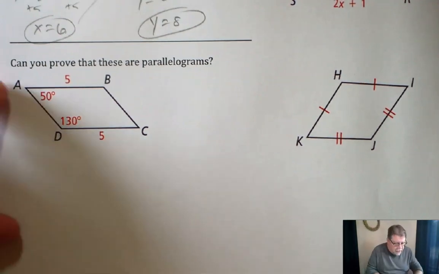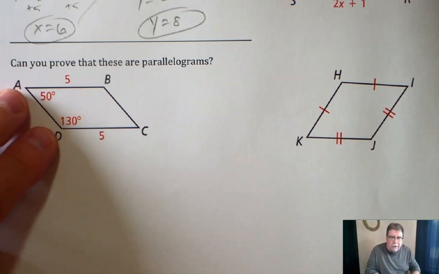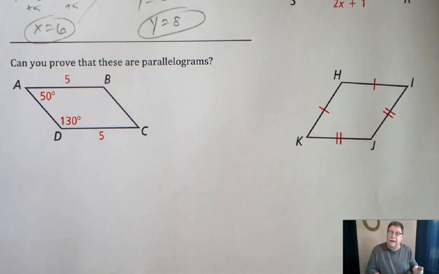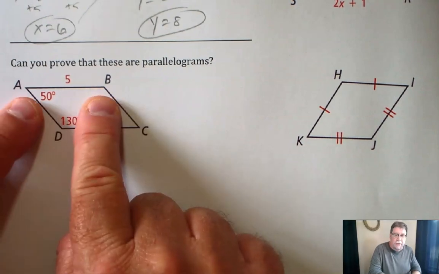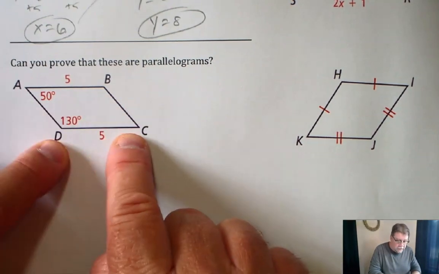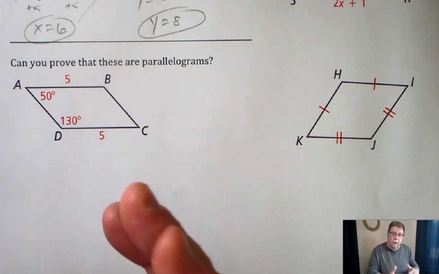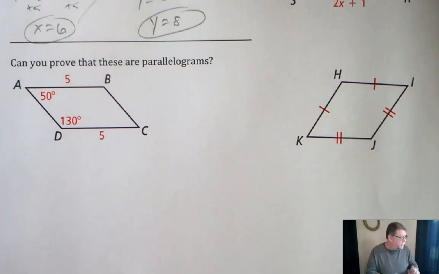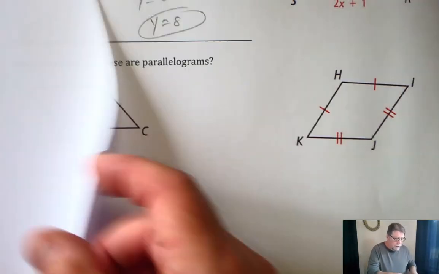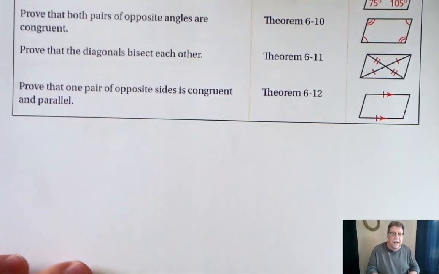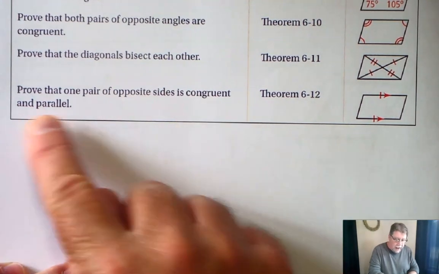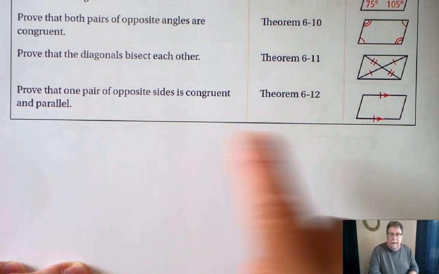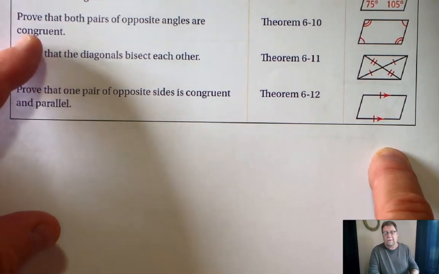I also see that A and D are supplementary. They add up to 180. But that's not enough by itself, because I'd have to show that either B is 130 or C is 50, one of the two, in order to prove it with that. However, there is one property, and if I grab the notes, the very last property from these notes said if you can prove one pair of opposite sides is congruent and parallel, then you have a parallelogram.